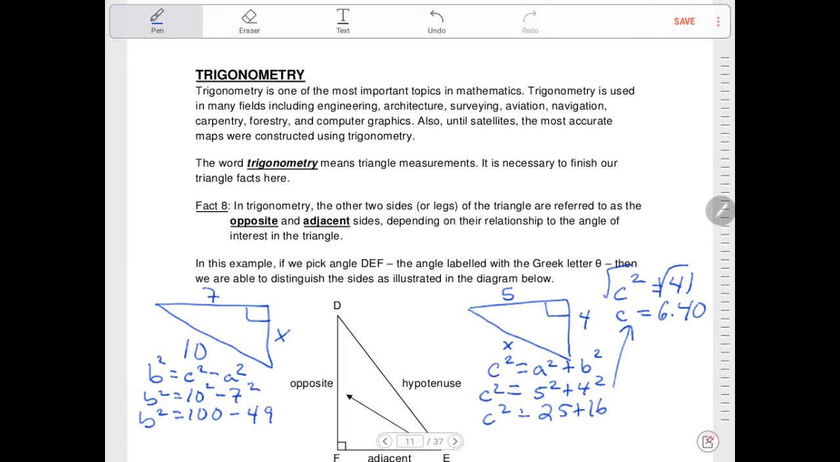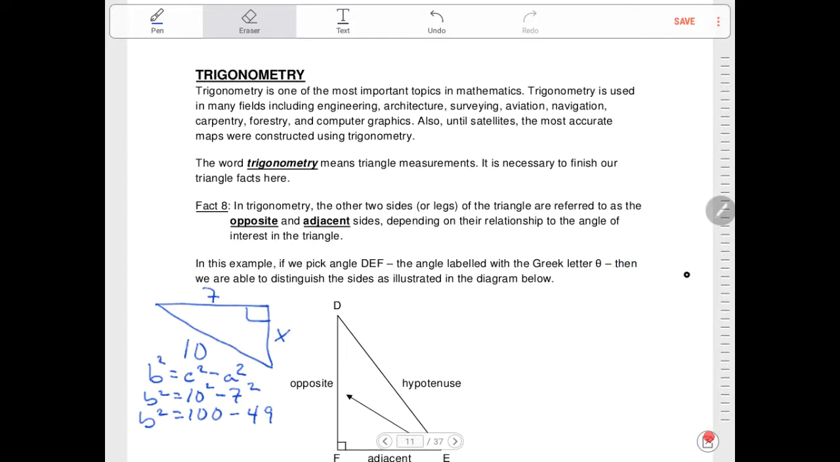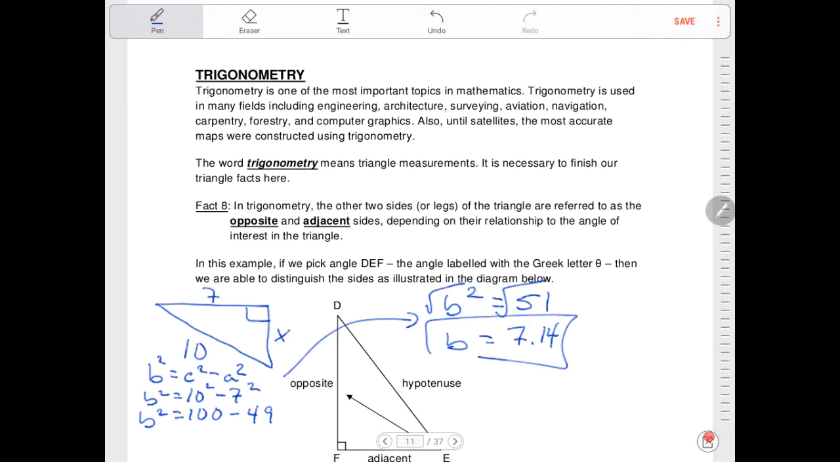That's going to give you b squared equals, what is that, 51. Square root both sides. B would be equal to square root 51, about 7.14. Okay, so the next step is, what happens when you're not given two sides and you want to find other things in the triangle? And that's when we come to trigonometry.